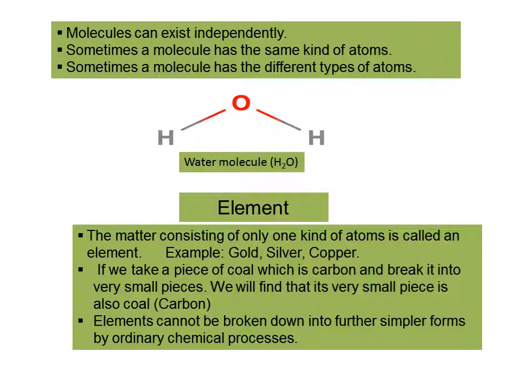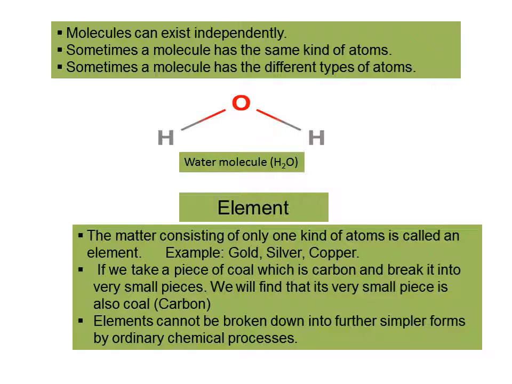Students, at the start of the chapter, I told you that there are three states of matter. Those are liquid, solids and gas. Mind this thing, liquid, solids and gas are the states of matter. But we will switch to the types of matter now. There are three types of matter. Those are element, compound and mixture.